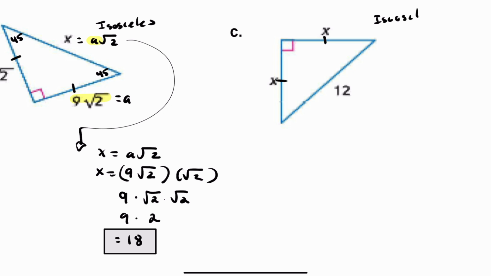I cannot spell isosceles. How do you spell isosceles? Right triangle. I don't know why I put a C there. Isosceles. There we go. Isosceles right triangle.